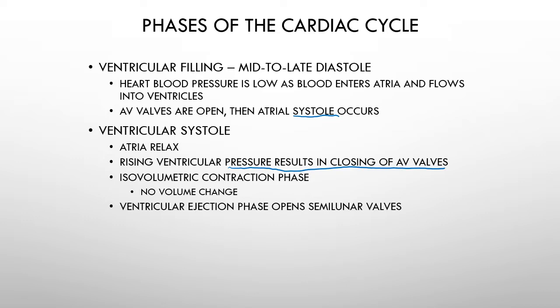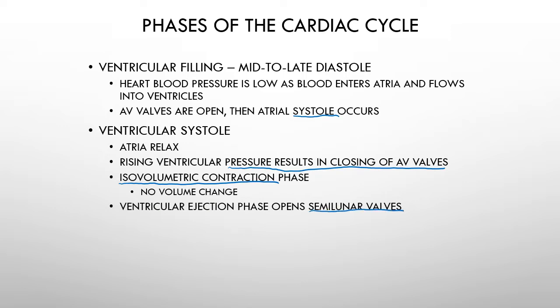Once those valves are closed, we still have the semilunar valves closed. Now we have the AV valves closed, and contraction is occurring. This is going to lead us into isovolumetric contraction. In other words, we have contraction without any change in the volume inside of the ventricles. The ventricles are contracting, but they're not getting rid of any of the blood that is inside there. Instead, they're building pressure, and that pressure is going to build and build until the pressure inside the ventricle becomes greater than that in the semilunar valves.